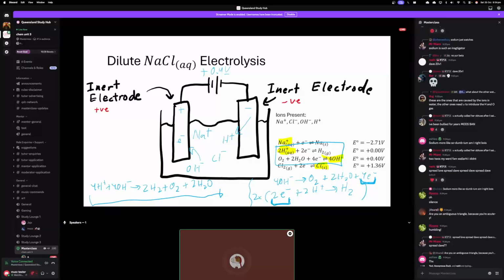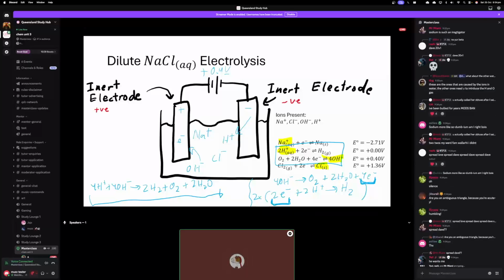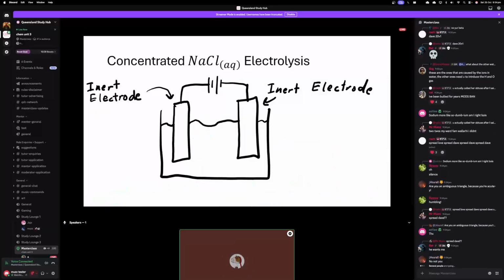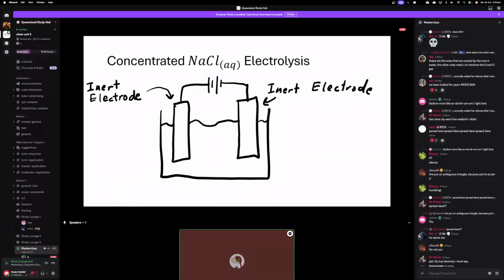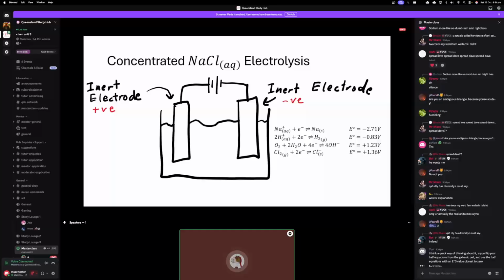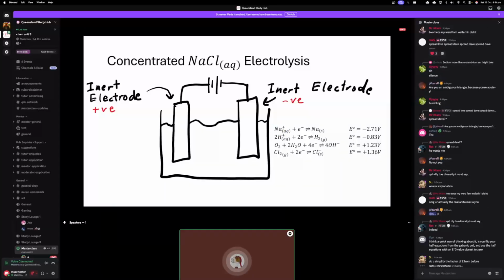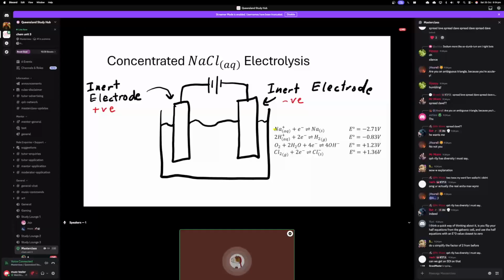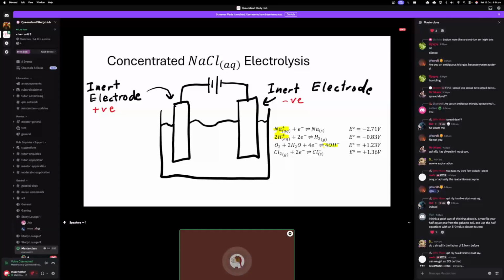Okay. Hopefully that makes sense. We have concentrated sodium chloride solution, right? Concentrated sodium chloride, all of the ions present are the same, right? We still have Na+ and Cl-, but something different happens here. And you kind of just got to know that. There's nothing more I can say.